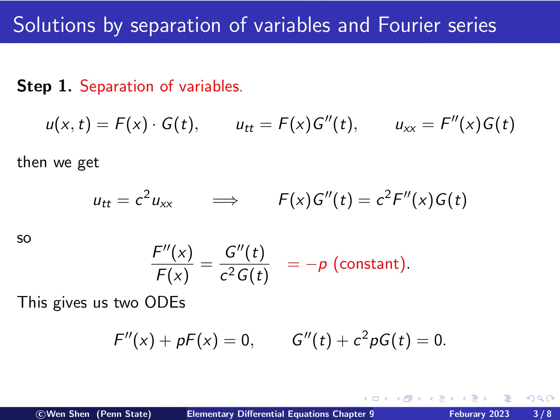Okay, so therefore we have two ODEs, one for f, one for g. For f it is this one equal to negative p. You can manipulate it into this form. And then for g, you'll have this term equal to negative p, and you can write it into this form. So we see that the equation for f is the same as the one for the heat equation, but the one for g is different. It's now a second order ODE.